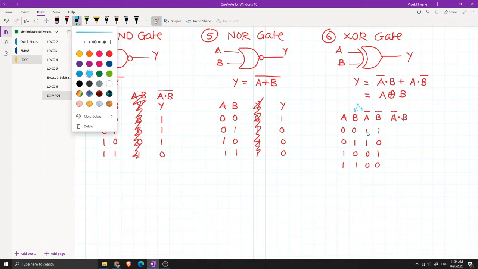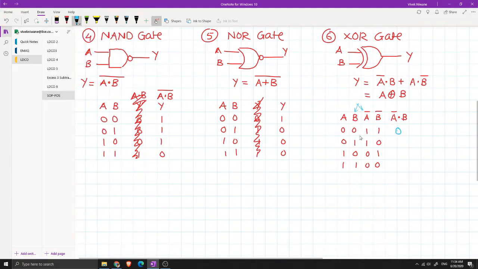So 0 into 1 is 0, then 1 into 1 is 1, then 0 into 0 is 0, and 1 into 0 is 0.